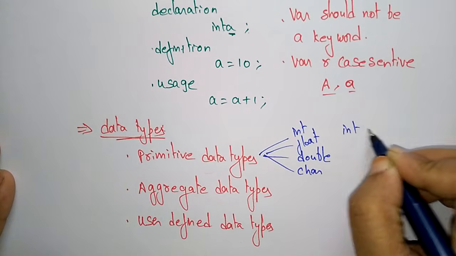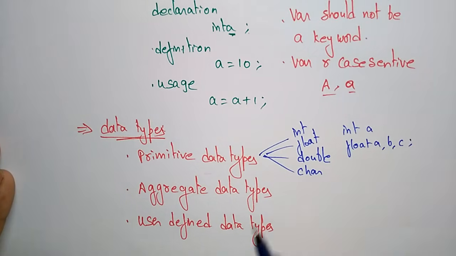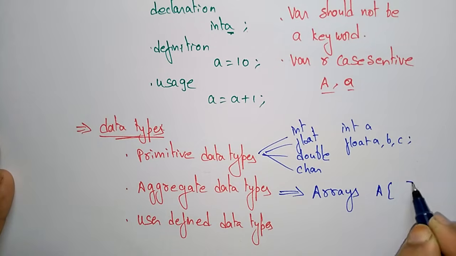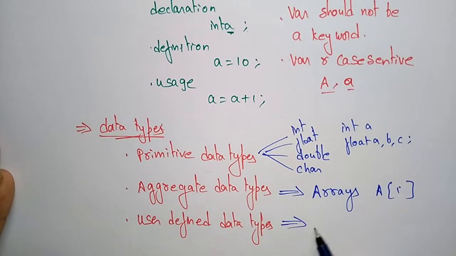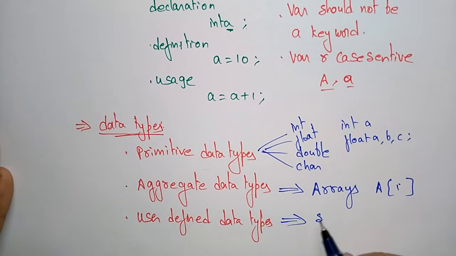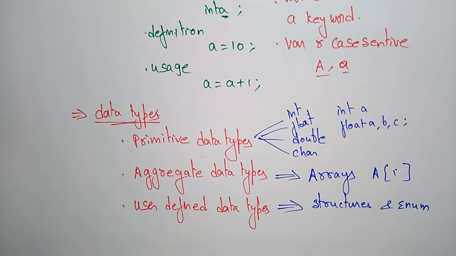Means you are just declaring int a or float a, b, c. So like that. Coming to the aggregate data types, aggregate data types are nothing but arrays. Means you are declaring a group of variables in these arrays. Next, user defined data types are nothing but structures. You are defining the data type, that is a user defined data type, like structures and enums. So those are the user defined data types.